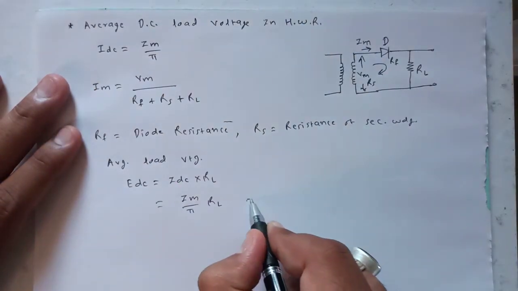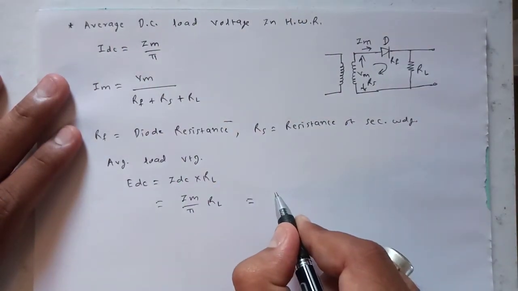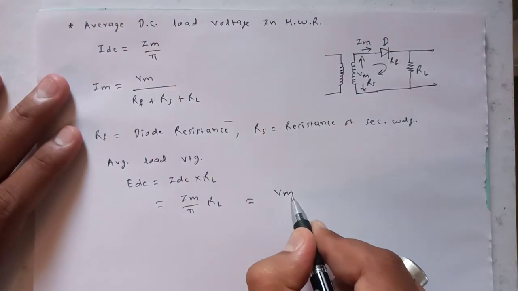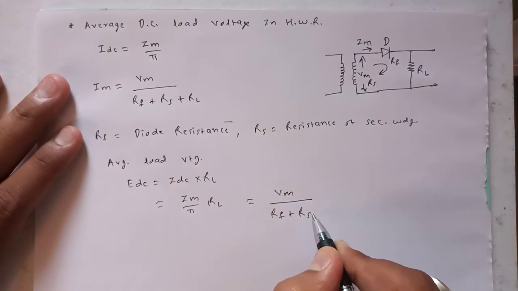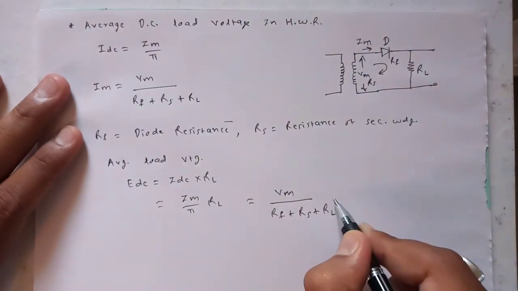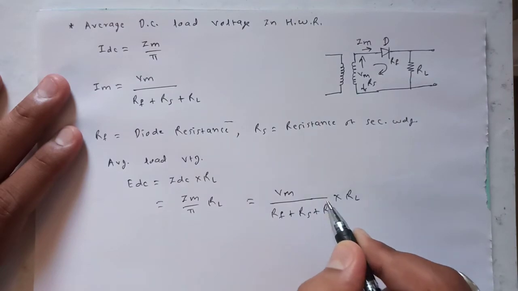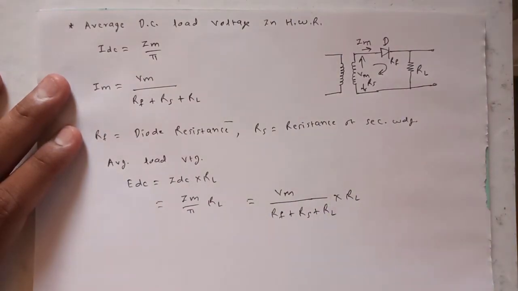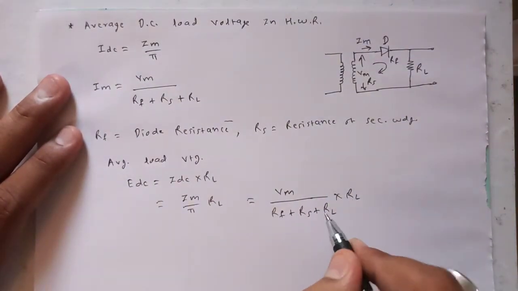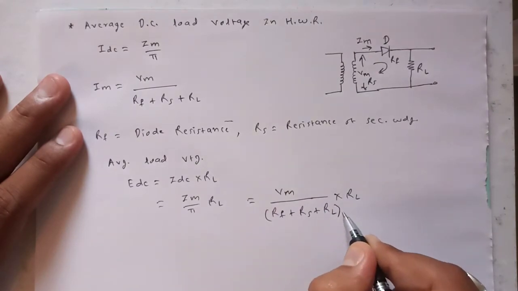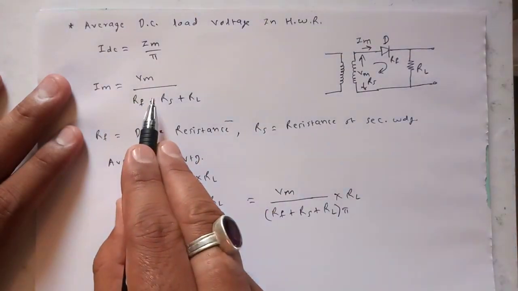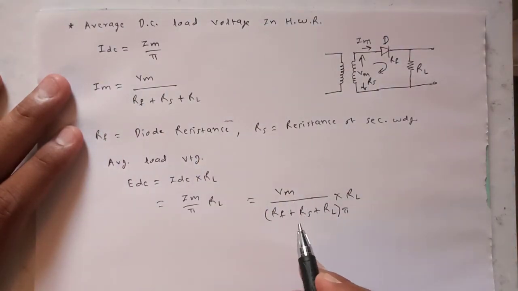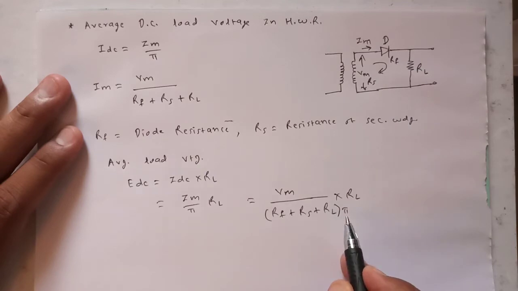So if I put this equation here, I will be getting EDC is equal to Vm divided by Rf plus Rs plus RL multiplied by load resistance RL. So this is the equation we have to use here. One thing is remaining, it should be multiplied by pi, okay, because this is Im by pi and this is the equation for Im. So it is Vm divided by (Rf plus Rs plus RL) multiplied by pi, and here it is RL as it is.